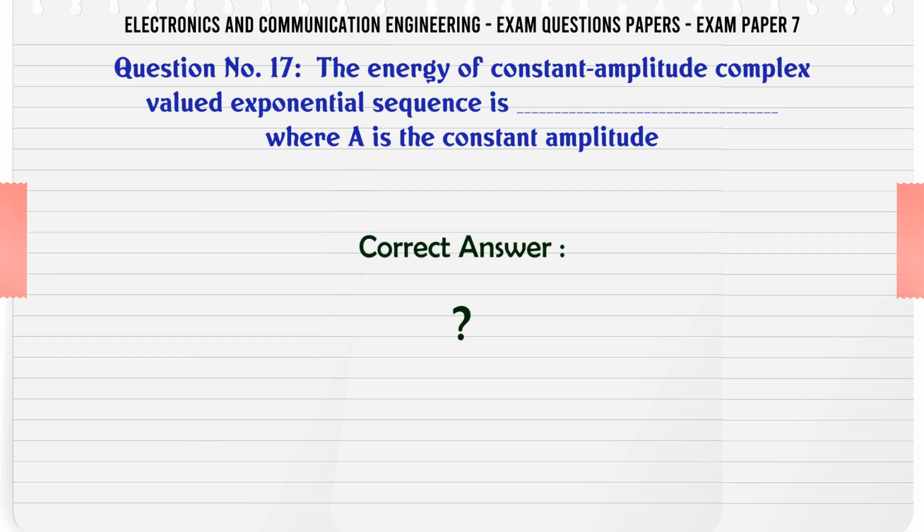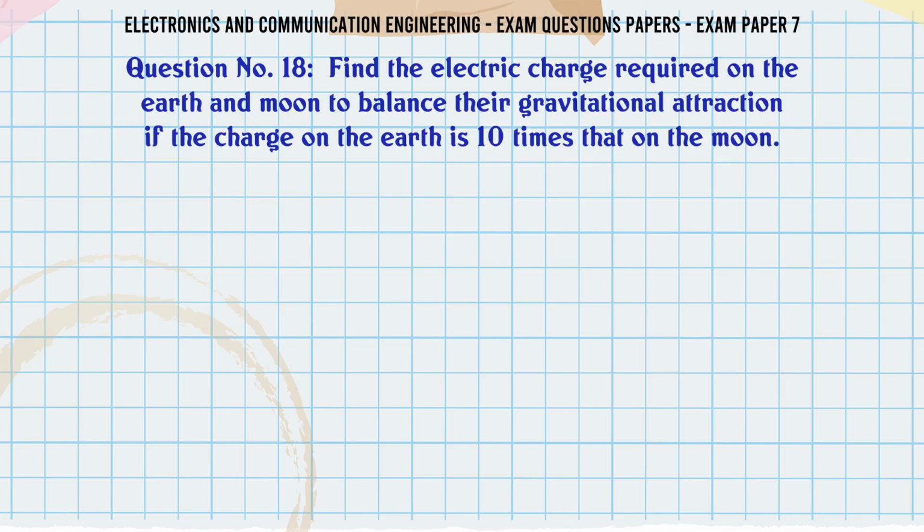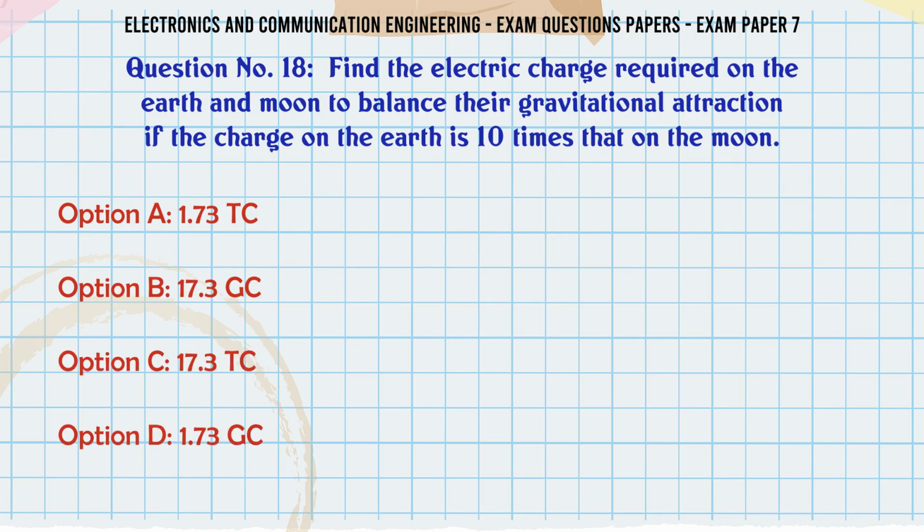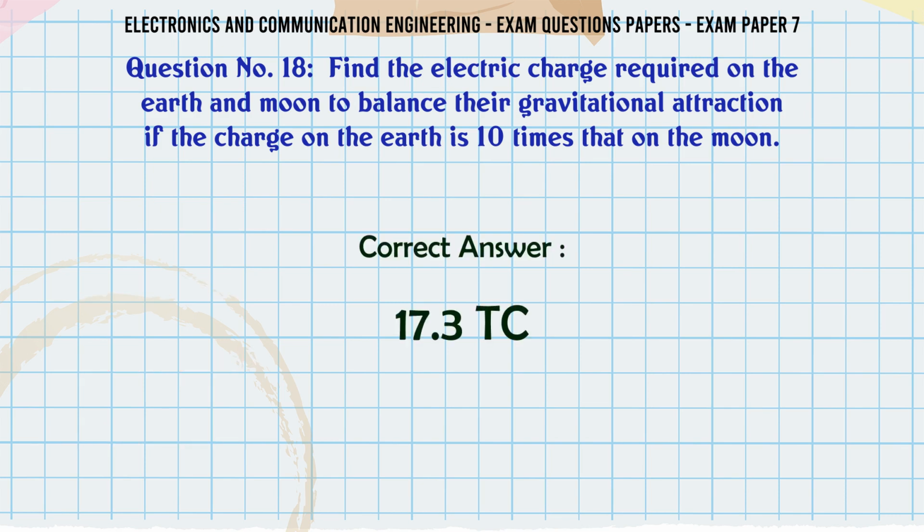The correct answer is ∞. Find the electric charge required on the Earth and Moon to balance their gravitational attraction if the charge on the Earth is 10 times that on the Moon. A 1.73 TC, B 17.3 GC, C 17.3 TC, D 1.73 GC. The correct answer is 17.3 TC.